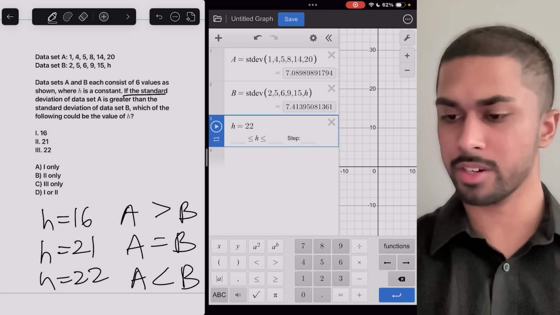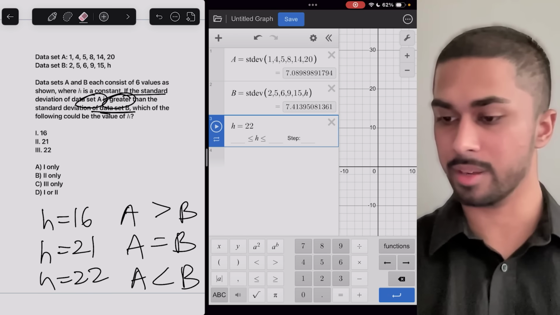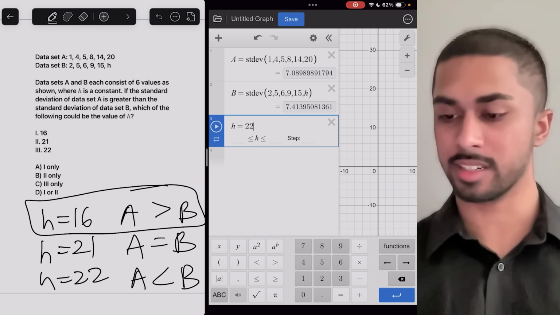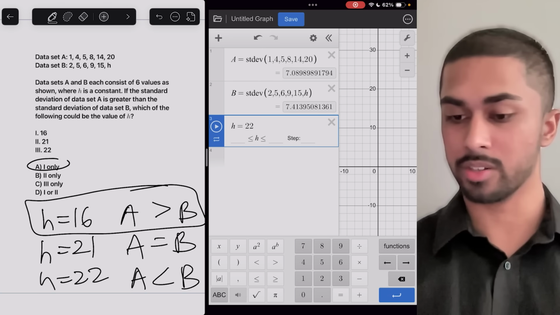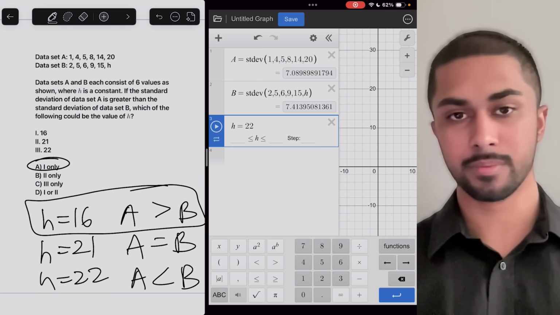If the standard deviation of data set A is greater than the standard deviation of data set B. So when is A greater than B? Only at 16, when H is equal to 16. So your answer is going to be A, 1 only. Nice.